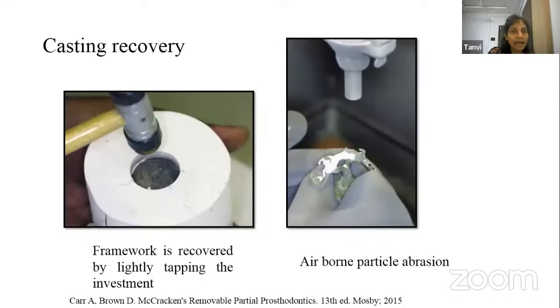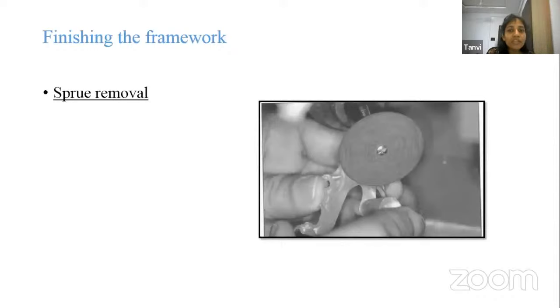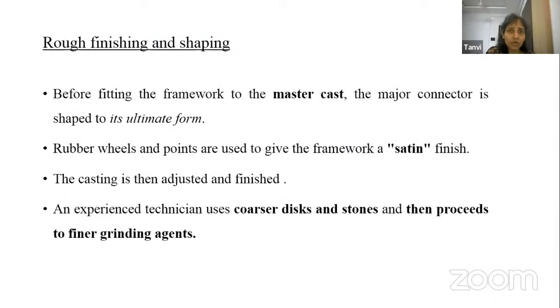Now what you have is a casting which has been completed. With a gentle tap of the mallet, the investment material is broken. With the help of air abrasion, as we see in the second figure, the small particles of plaster which are attached are removed. The screw which was attached to the framework is cut down.